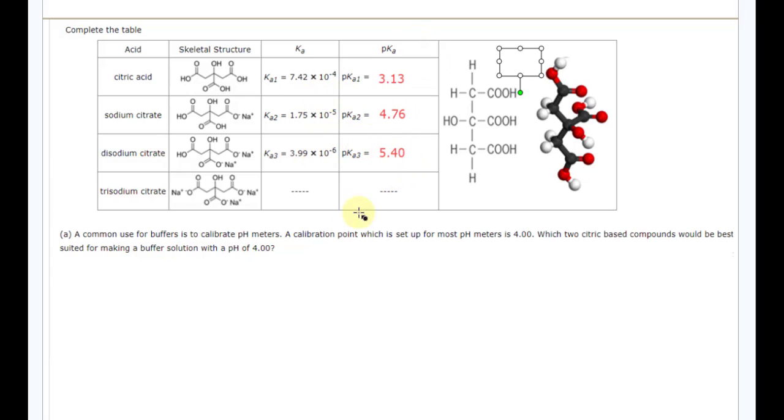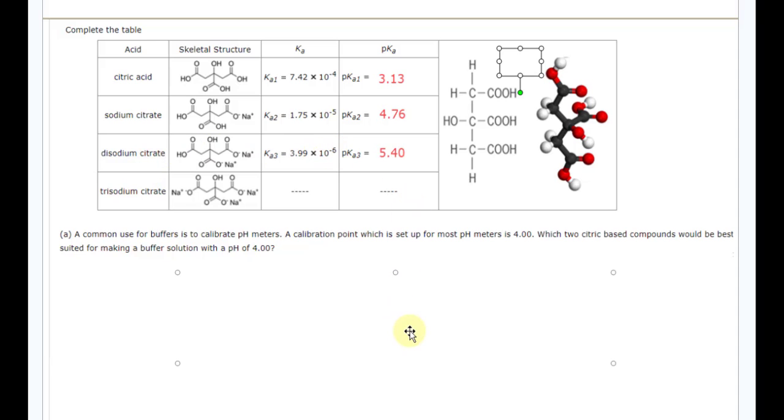And you do this anyway because this is a buffer problem. We're going to need to know these pKa's if we're going to deal with answering this. So here they are. We're ready. You saw how easy they get by now. You've done a lot of negative logs. Well, here we go. A common use for buffers is to calibrate pH meters. pH meters are a little fussy, and you can adjust them and calibrate them. The calibration for most pH meters is 4, and we're going to use the citric acid solutions, which are inexpensive and easy to weigh out, to make the buffer.